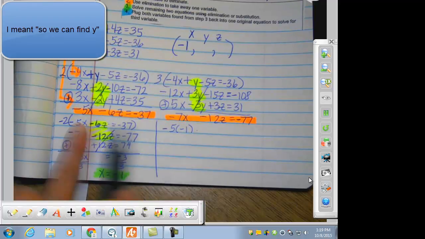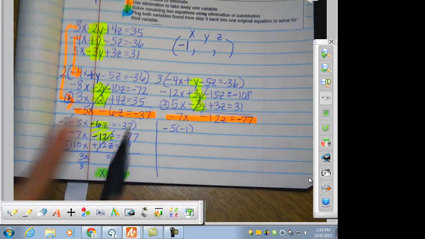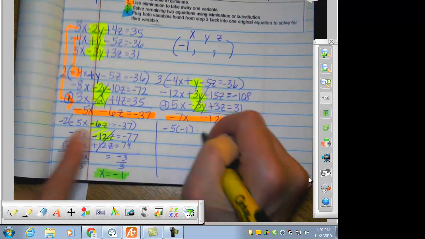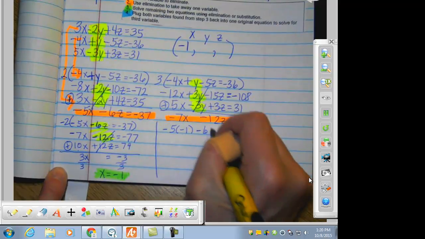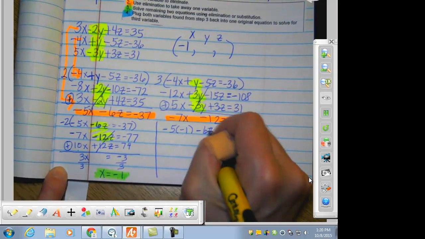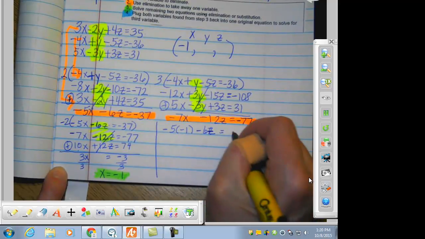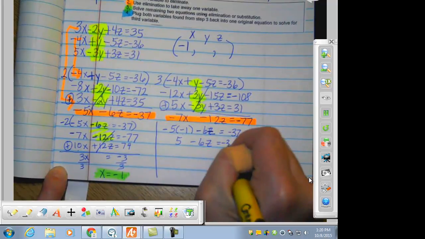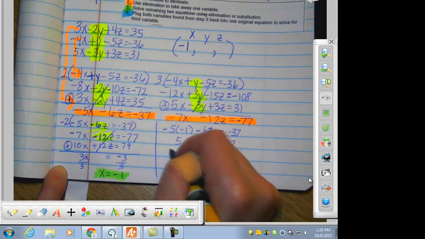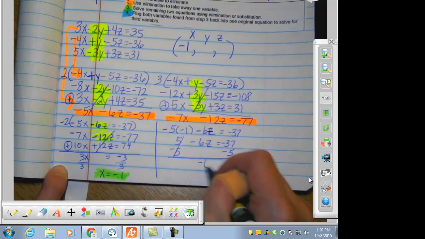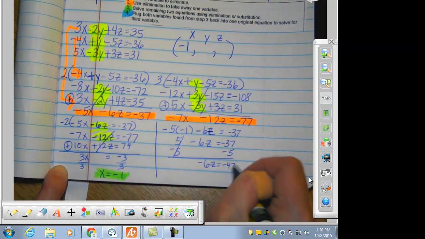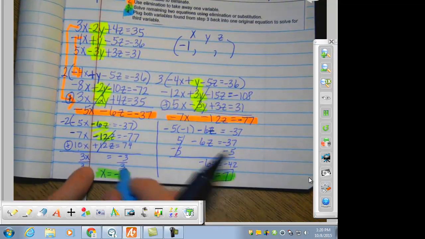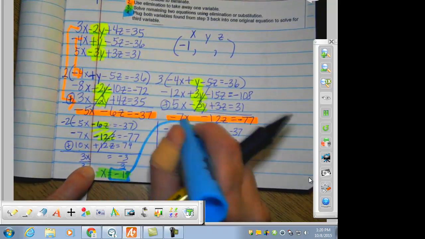I'm plugging it into one of the orange equations because that's how we got negative 1. So negative 5 times negative 1 minus 6 times, we don't know what z is, do we? And that's equal to negative 37. So this will be 5 minus 6z equals negative 37. Solving for z, so we subtract 5 from both sides. So negative 6z equals negative 42. So what is z equal to? 7. So I plugged negative 1 in for x right here.